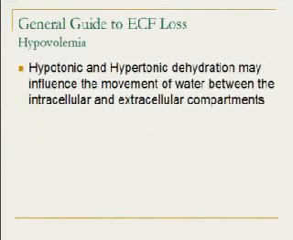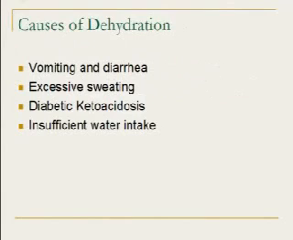Hypotonic and hypertonic dehydration may influence the movement of water between the compartments, the intracellular and the extracellular compartments. Some causes of dehydration that can affect the human body include vomiting, diarrhea, excessive sweating, and a condition referred to as diabetic ketoacidosis, which will be described more to you in subsequent lectures.